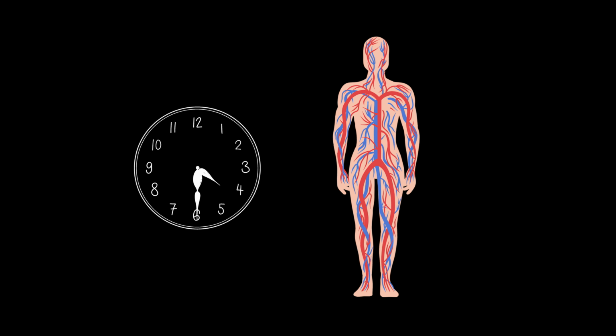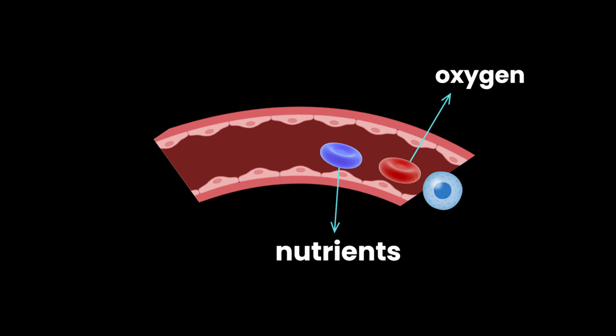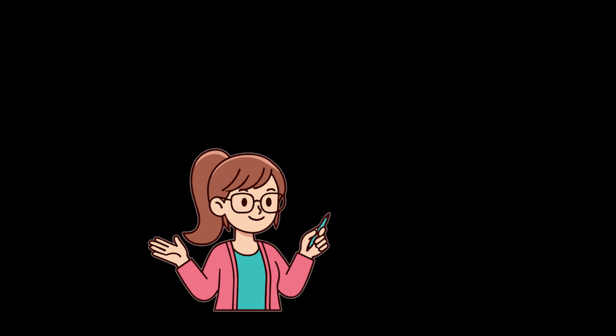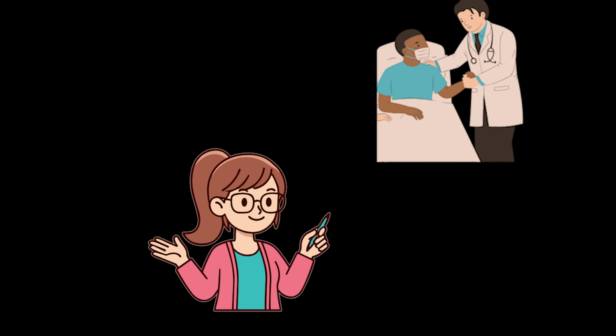Every second, inside your veins, trillions of cells are flowing through narrow tubes, carrying oxygen, nutrients, hormones, and waste. And among all the things that make your blood unique, there's one detail that can save a life or put it at risk.